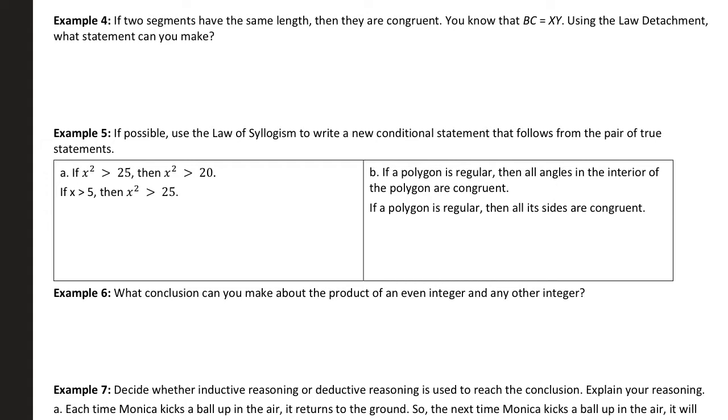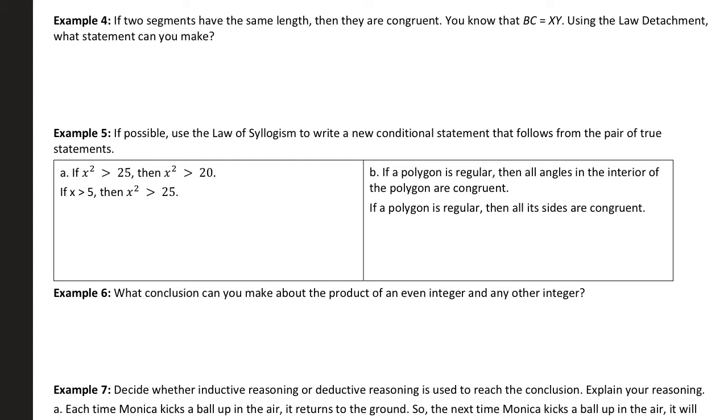So, in example 4 here, it says, if two segments have the same length, then they are congruent. You know that BC equals XY. So using the law of detachment, what statement can we make? Well, we have a rule here. Two segments being the same length are congruent. We've talked about that before.